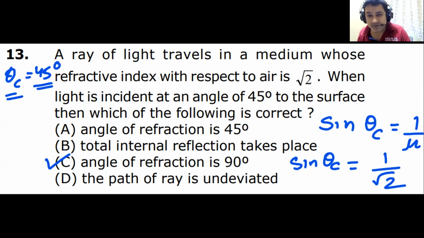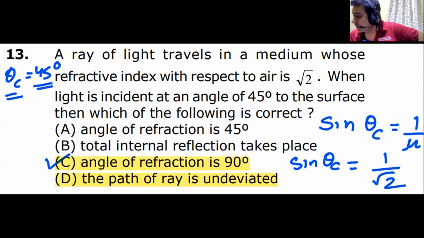If the angle is less than 45, it will get refracted. If the angle of incidence is 45, the angle of refraction would be 90, my dear friends. If the angle of incidence is more than 45, it will be total internal reflection. Which option matches our thing? Correct. The angle of incidence is the critical angle, which is 45, and hence the correct option is option C.